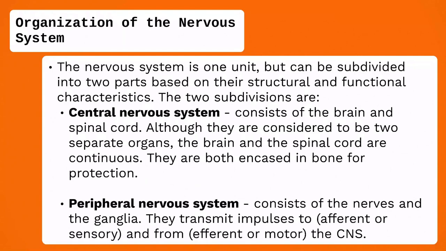Our peripheral nervous system consists of the nerves and the ganglia. They transmit impulses to, or afferent or sensory, and from, efferent or motor, the CNS. So these are those sensory and motor functions that we were talking about in that last slide, and the integration is happening in the central nervous system.